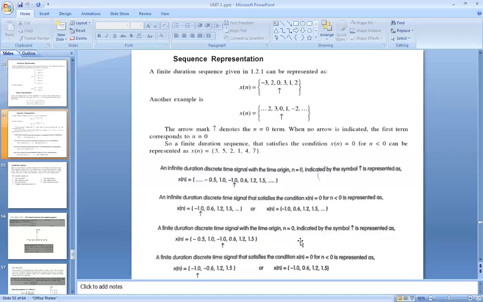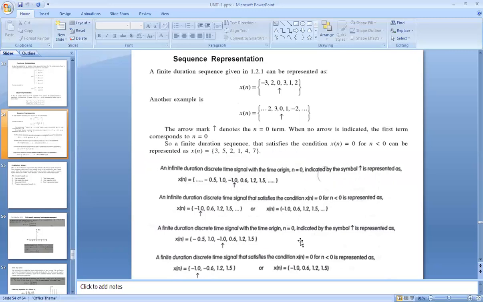Now, the next way is sequence representation. Mostly, whenever we do any operation or any problem solving with discrete time sequences, the sequence representation is most commonly preferred. So, you can understand sequence representation this way. Here, an example is given. The last graphical example is considered.